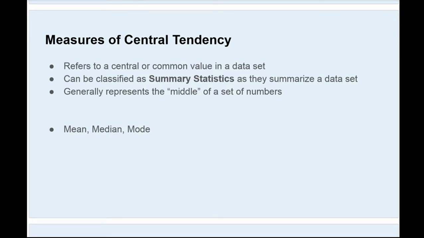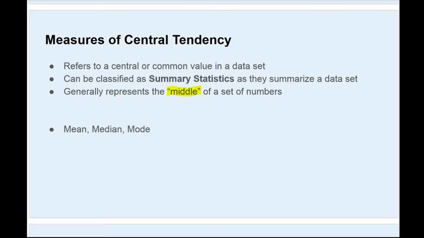And these can sometimes be classified as summary statistics, as they basically summarize a set of data. And generally, they represent the middle of a set of numbers. So the measures of central tendency talk about the central or common value, representing the middle of your data. There are three types of measures of central tendency that we are going to look at, and those are mean, median, and mode.